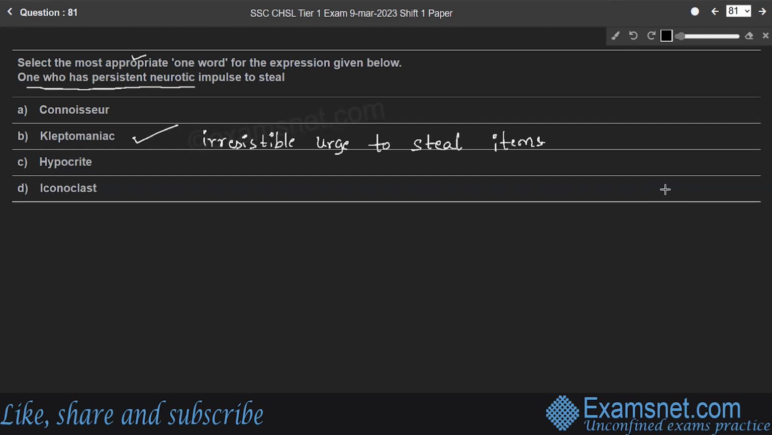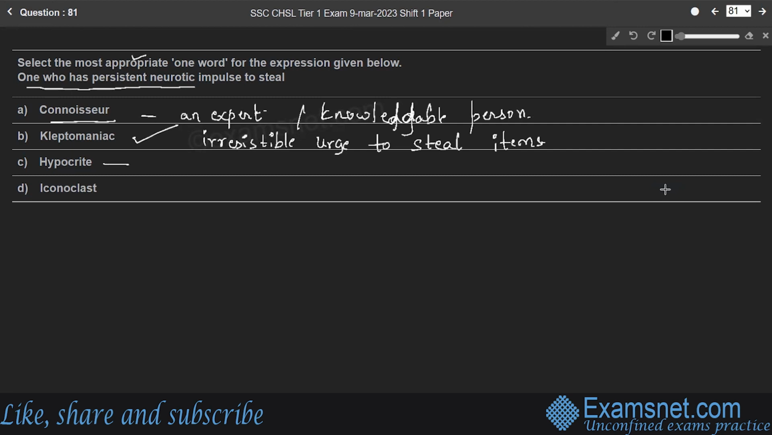Whereas option A, connoisseur, refers to an expert or knowledgeable person in a particular field, usually related to art, wine, or food. So an expert or knowledgeable person in a particular field, usually related to art.